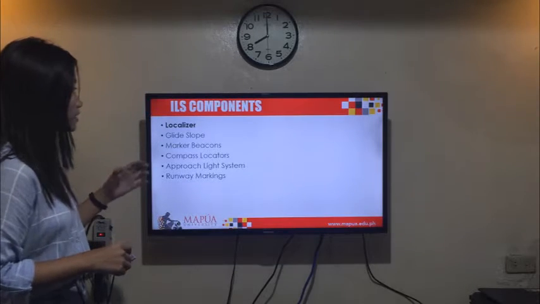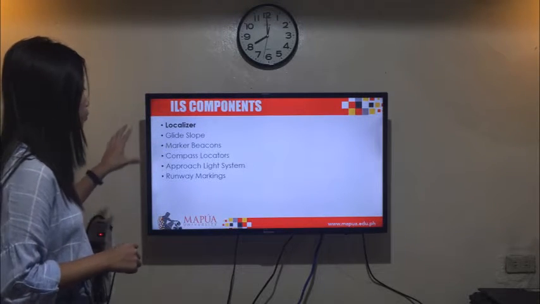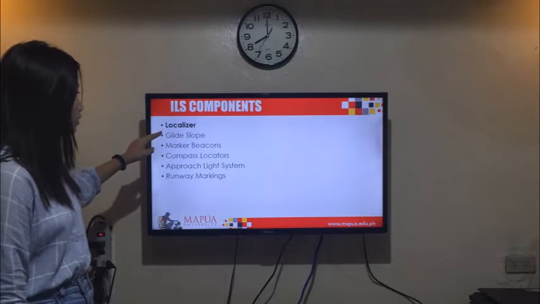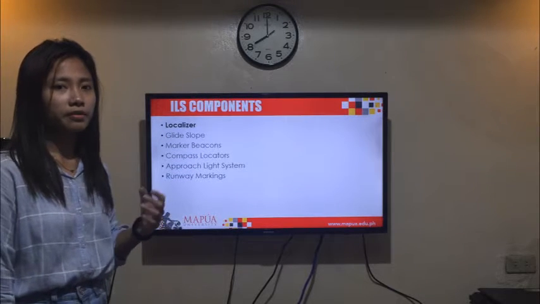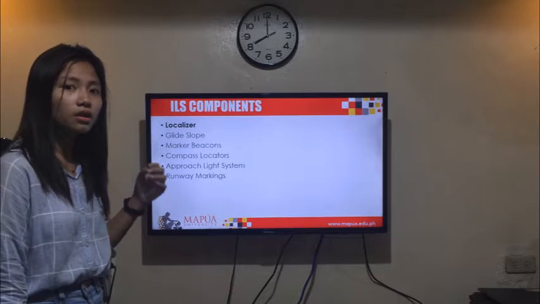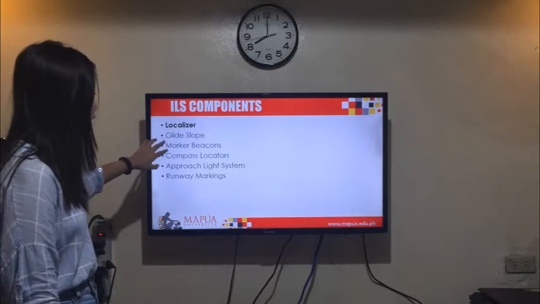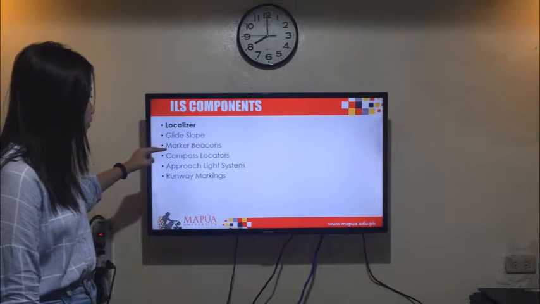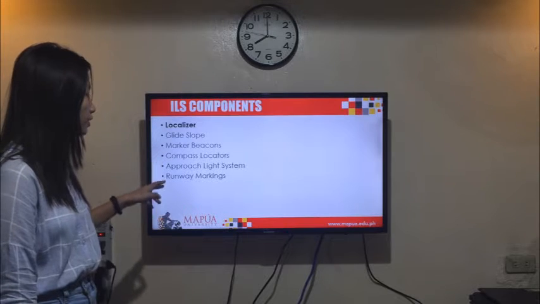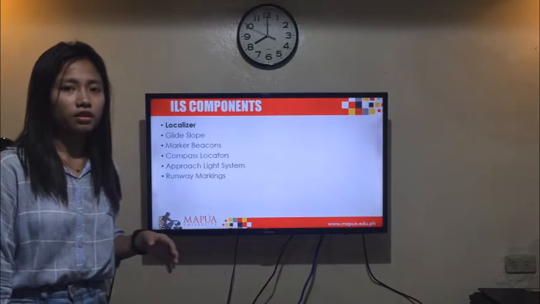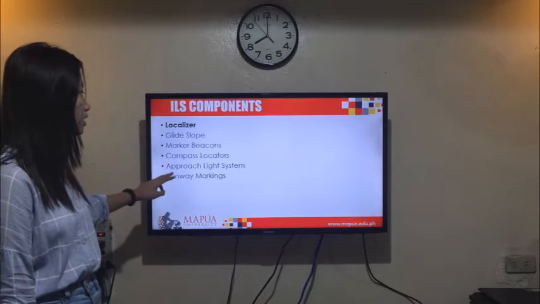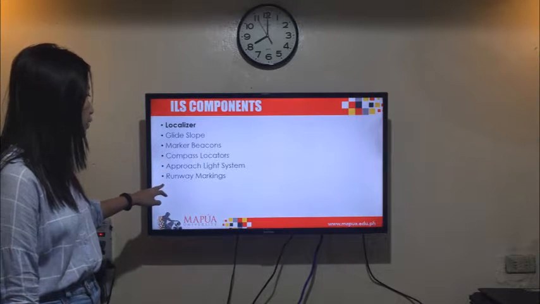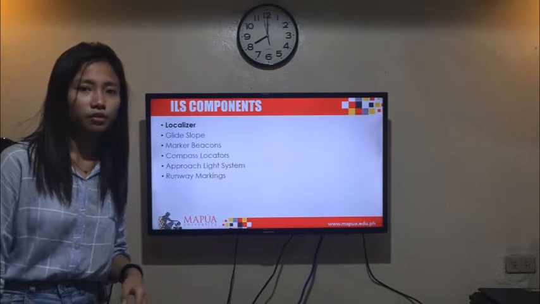So what are the basic components of the ILS? We have the localizer and the glide slope. These are the primary navigation information. And the marker beacons, or compass locators, are the ranging information. And lastly, we have the approach light system and runway markings for the visual information.